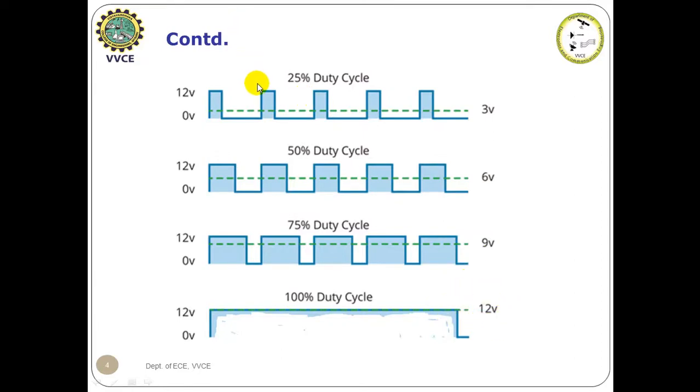So we can observe here, as we increase the duty cycle, the average value of voltage applied across the DC motor also increases, thereby increasing the speed of the DC motor.